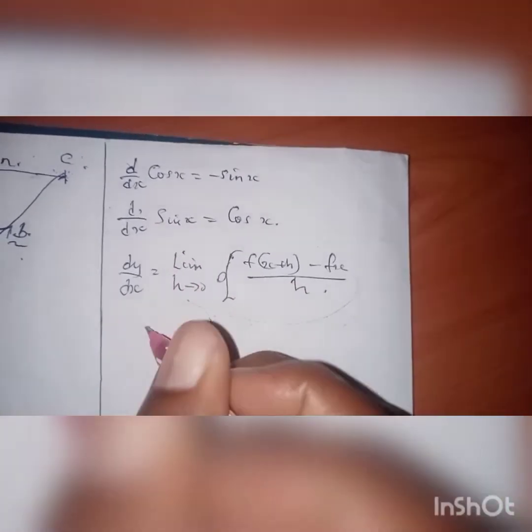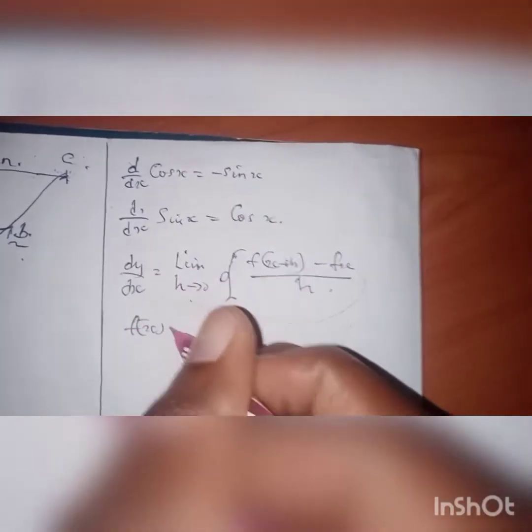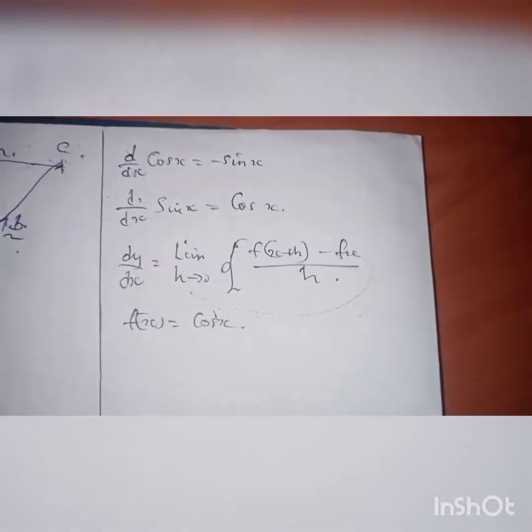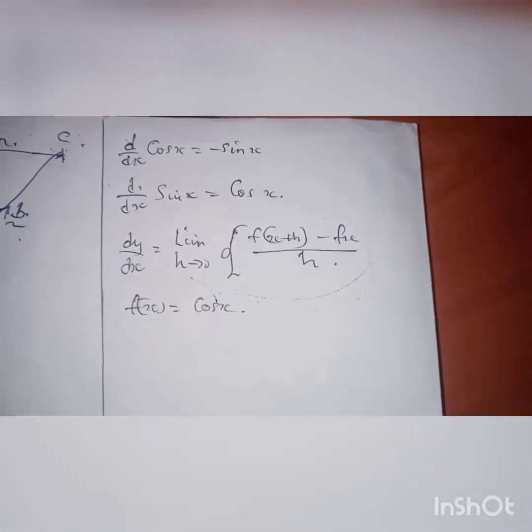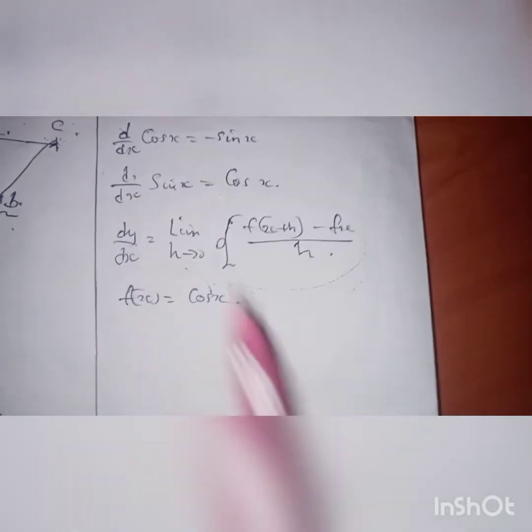So let's start with, given that the function f(x) is just cos x. That is the function of x. Now, remember h is approaching 0.